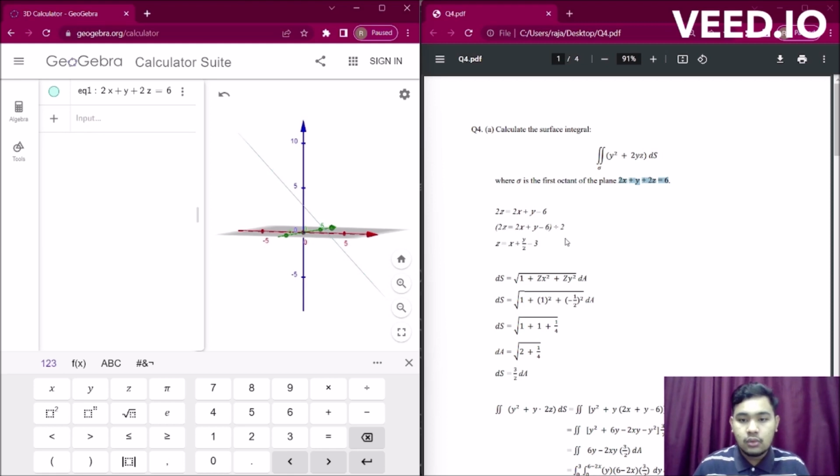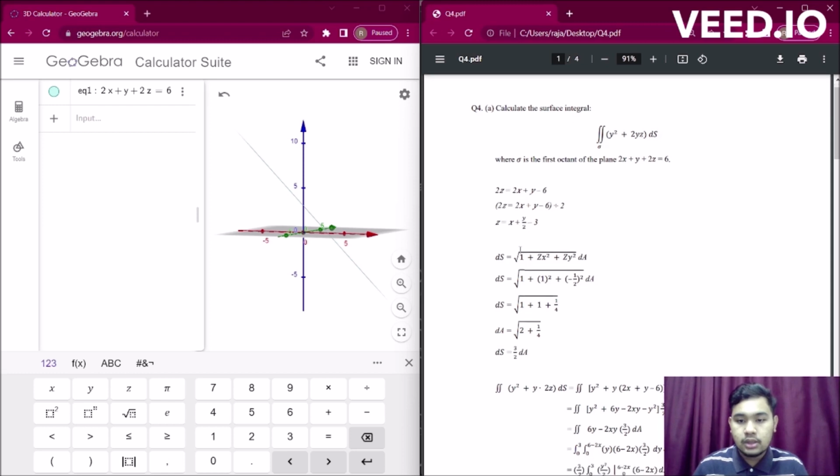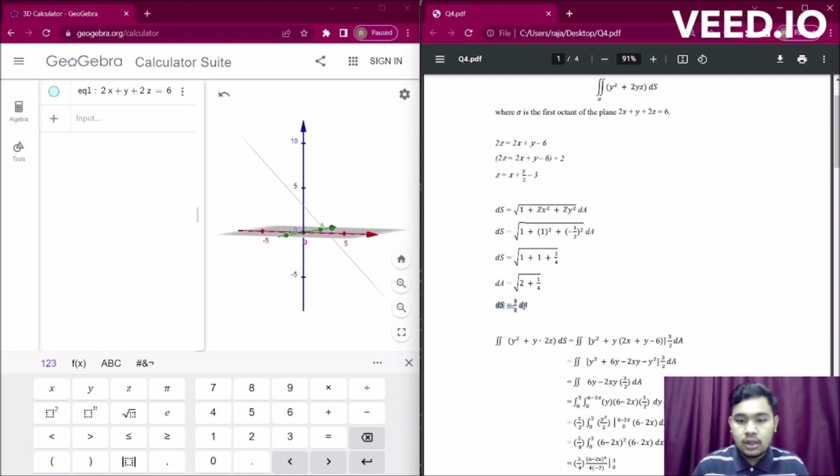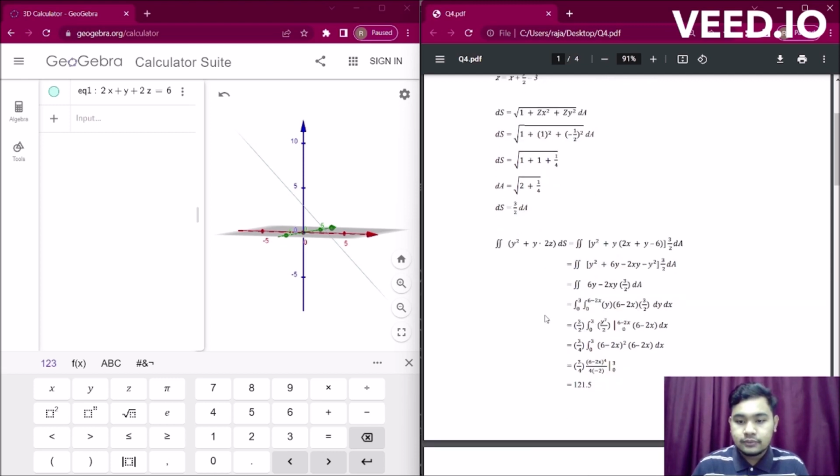Okay, next we must find z. So we divide this equation by 2. So we get z equal to x plus y over 2 minus 3. Okay, next to find the s, we take 1 from this equation for x and negative 1 over 2 from this equation for y. Okay, next the answer is ds equal to 3 over 2 dA.